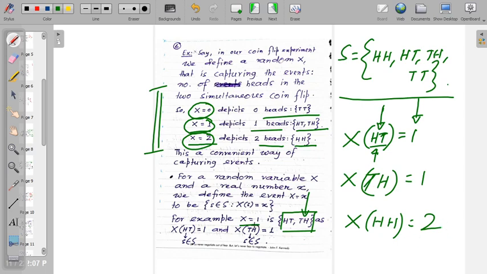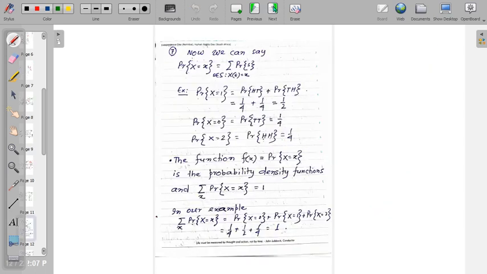So it is not satisfying X equal to 1 case. So HH will not be included here. Okay. So now, after having this discussion, what we can say is probability X equal to x. Okay.